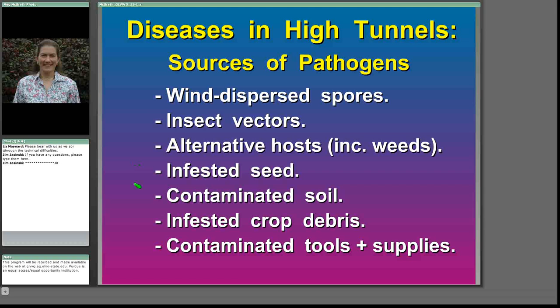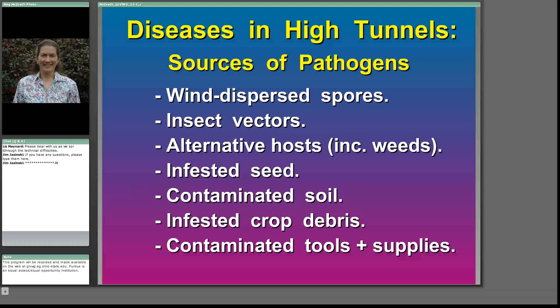Another is contaminated soil. More often this is if you've had a pathogen in your high tunnel and then it's allowed to remain in the soil and you have troubles in the future. But you can also have contaminated soil coming into a high tunnel either on your boots or your tools. Very important to think about. Don't bring field soil into your high tunnel.